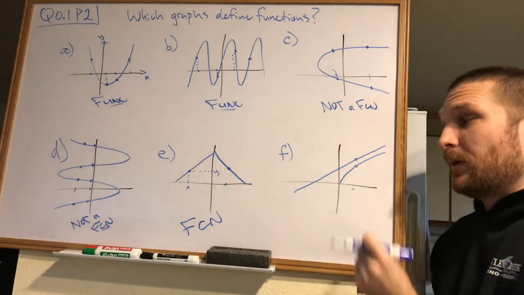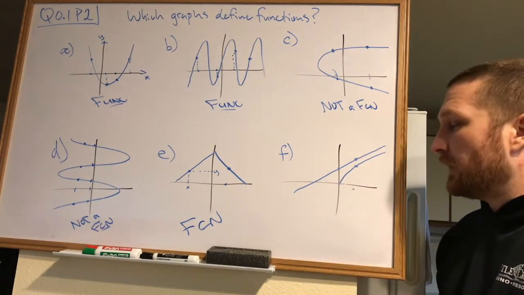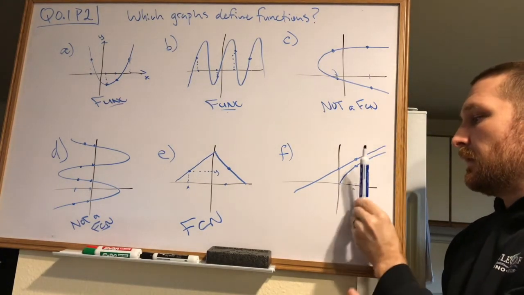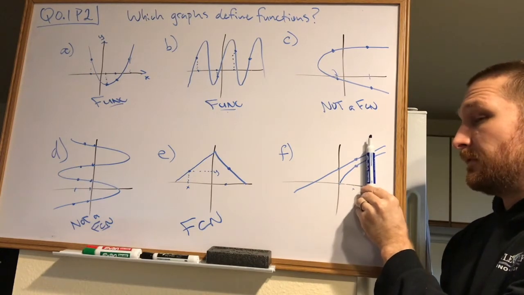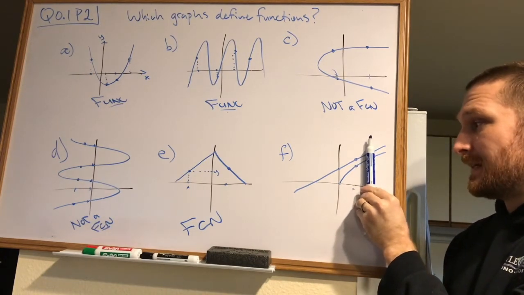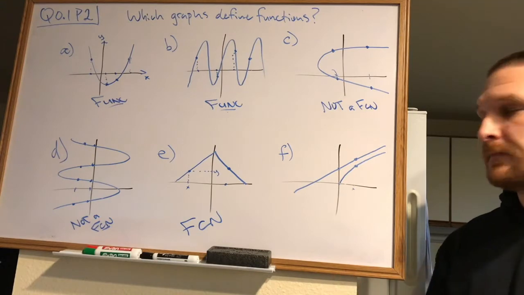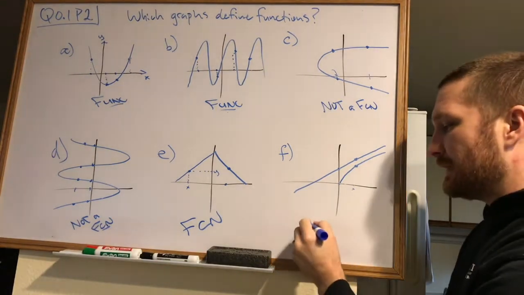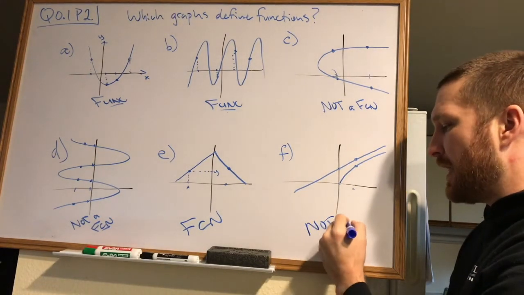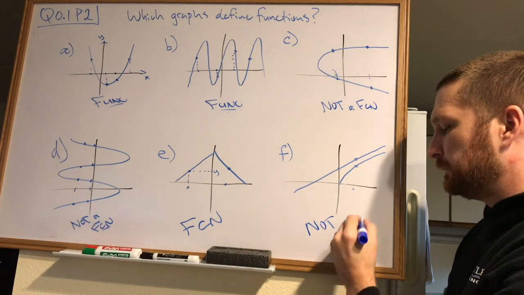For one input, I get more than one output. Said differently, the vertical line test would fail because it would cross it in more than one place. All means the same thing. This thing is not a function.